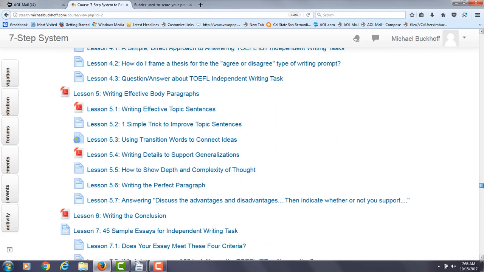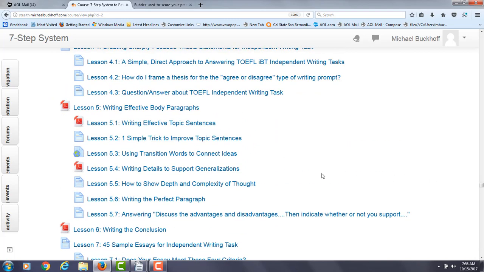Writing, there's really a pattern going on here. Writing effective topic sentences. So I'd like you to go to a writing lesson 5.2 where it says one simple trick to improve topic sentences. That is a good one for you. The next one is writing the perfect paragraph, 5.6. Remember how your entire paragraph needs to follow a single theme, and you had some trouble keeping it unified. So I think that would also be good.